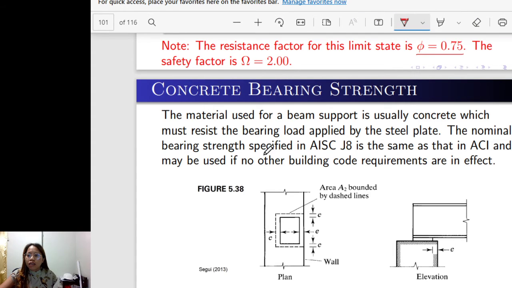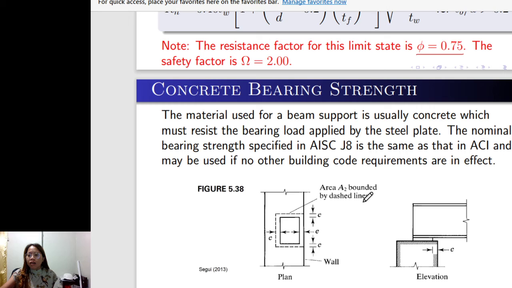So we have here the top view in figure 5.38. This is the plan. This is the support, this one outside, and this is the bearing plate, this rectangle here. And A sub 2 is the full area of the bearing plate.